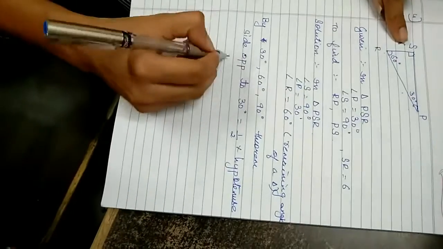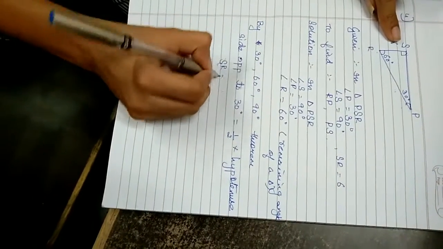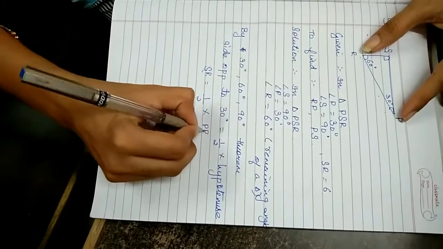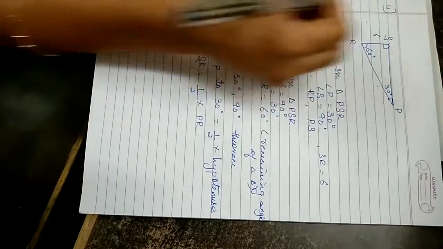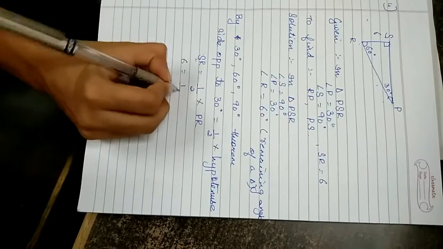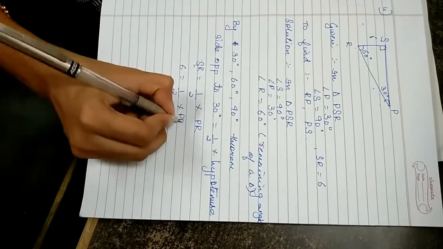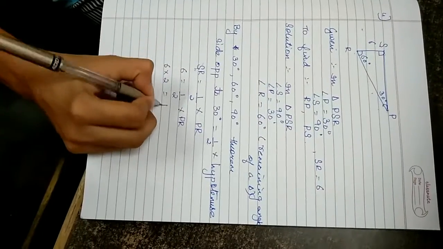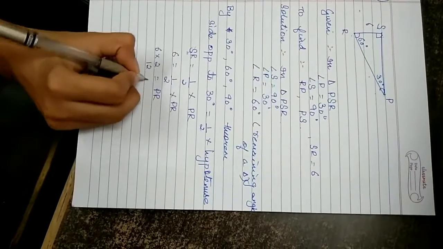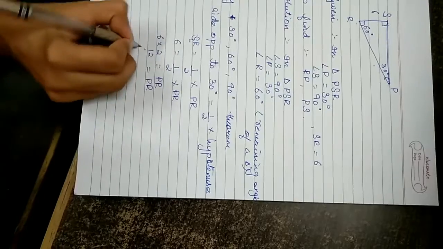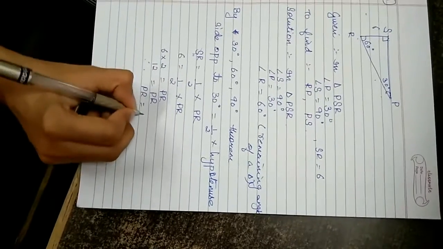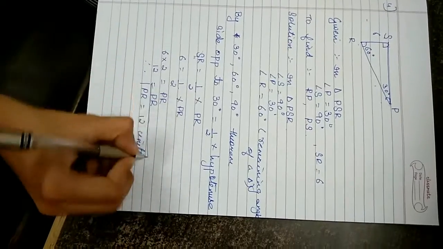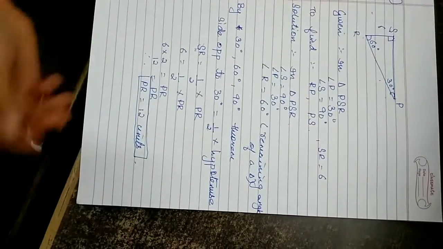Now the side opposite to 30 is SR, which is equal to half into hypotenuse, that is PR. The value of SR is given, that is 6, so 6 is equal to half into PR. Now the division part will get converted into multiplication. 6 twos are 12, which is equal to PR. Therefore PR is equal to 12 units. The first part we have found.